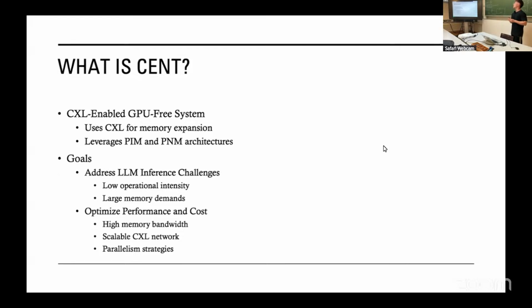So this is everything we kind of need. And hence what we ask ourselves is, can we use CXL and put it together such that we have a bigger system which we can scale? And hence Sense is a CXL-enabled GPU-free system. It uses CXL for memory expansion, and it leverages the PIM and PNM architectures. And its goals are, as the paper said in the beginning, to address LLM inference challenges and to optimize performance and cost.